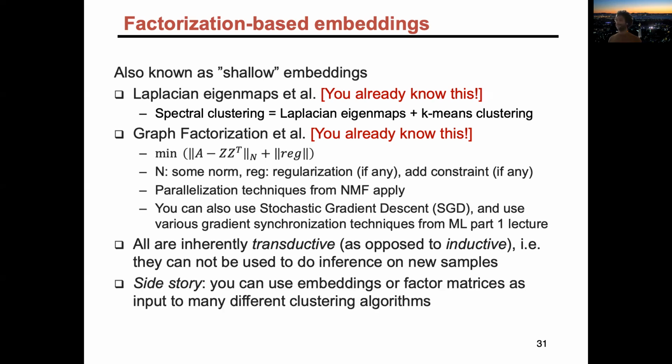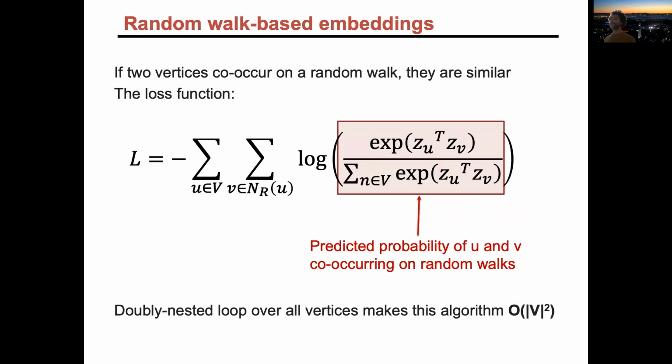Side story is you can basically take any embedding or any factor matrix coming from dimensionality reduction and or embedding methods and just use it as input to many different clustering algorithms and get a different clustering. So that's a trick that you can use whenever you need.